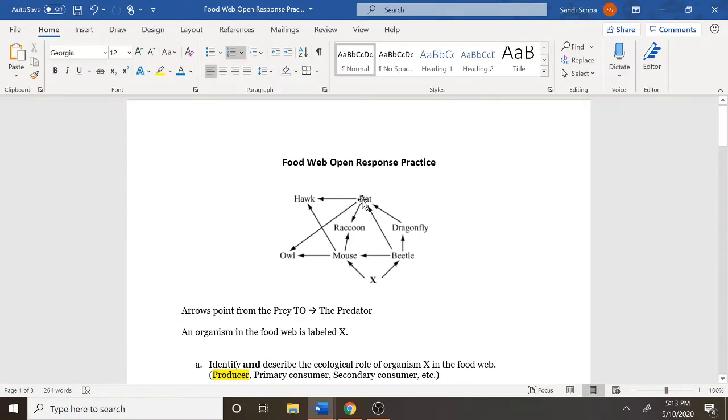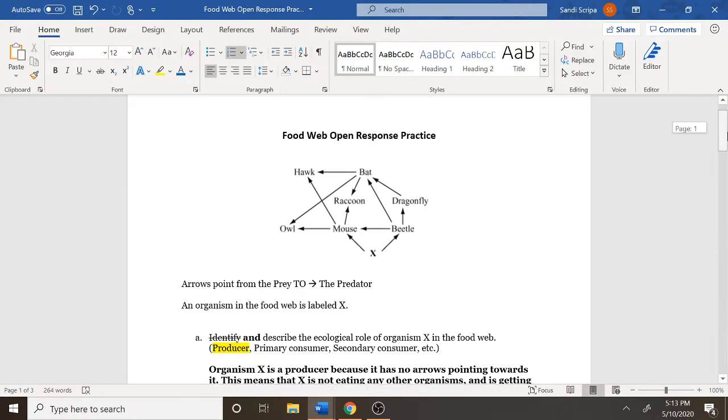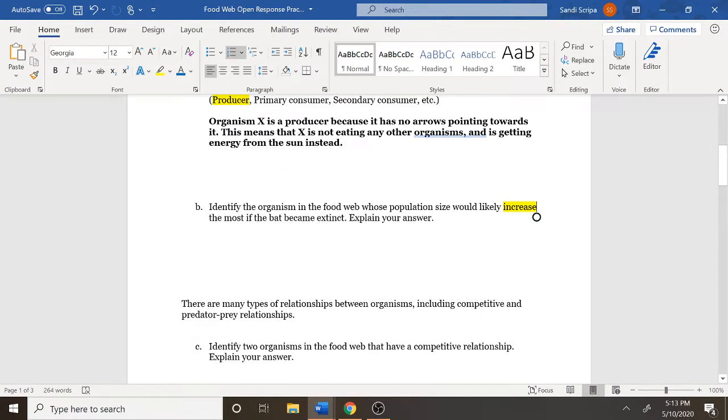So we're looking for the bat is the predator, right? So we're looking for the prey. So in this case, the prey, if we follow these 2 arrows, would be the beetle or the dragonfly, right? Because the dragonfly would be the prey and the arrow is pointing to the predator, the bat that is eating them. So I would accept either the dragonfly or the beetle as your answer. All right, so the dragonfly or the beetle would increase if the bat became extinct, right?